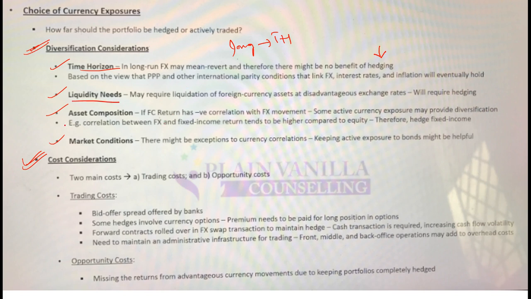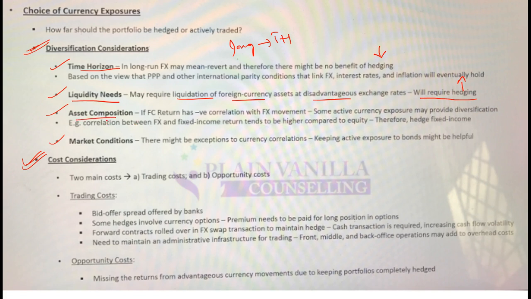With respect to liquidity needs, if you require liquidation of foreign currency assets, then you may want to hedge. Why? Because if you want to liquidate, let's say, after 2 or 3 months, you do not know what the exchange rate will be at that point of time. Maybe the exchange rate is disadvantageous, but still you have to liquidate, because you have a liquidity need. So if you have immediate liquidity needs, then you may want to hedge a higher portion.